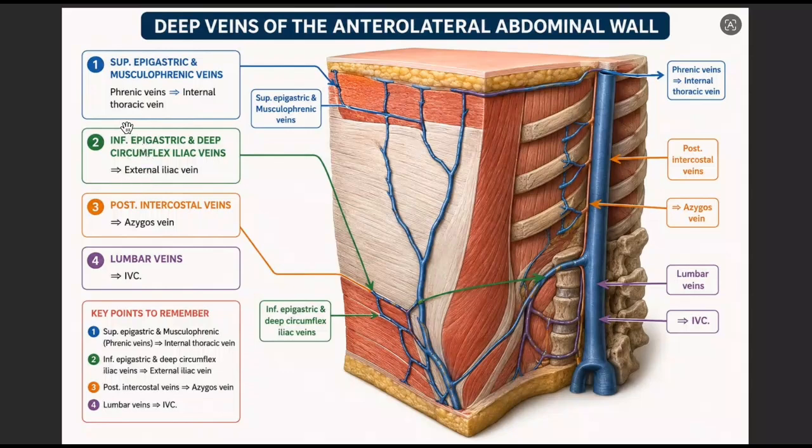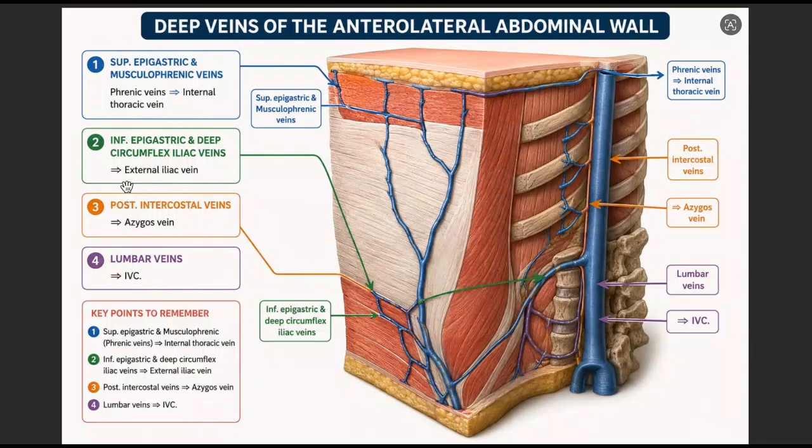Then we have the inferior epigastric and the deep circumflex iliac veins. Sorry, this is the superior epigastric vein, not superficial. And then we have the inferior epigastric and the deep circumflex iliac veins, just like in the artery section we have studied, and these are again going to drain into the external iliac veins. And then we have the posterior intercostal veins, but the posterior intercostal veins are not going to drain into the superior vena cava. Unlike in the section of the arteries, where they were draining into the aorta, here the posterior intercostal veins are going to drain into the azygos vein. And the lumbar veins are going to drain into the inferior vena cava.